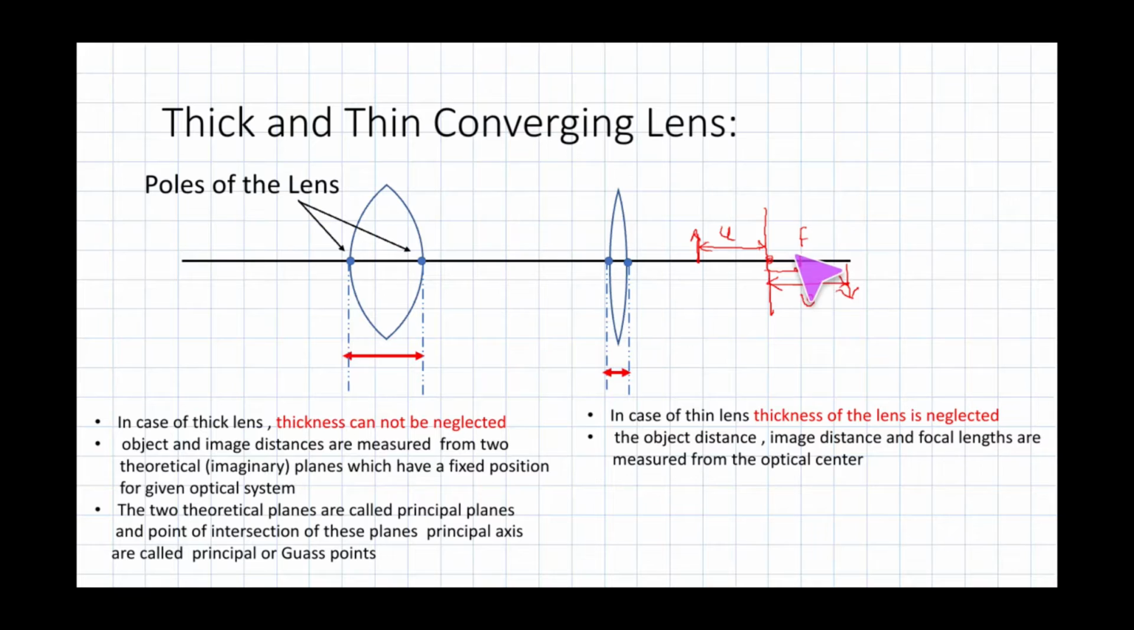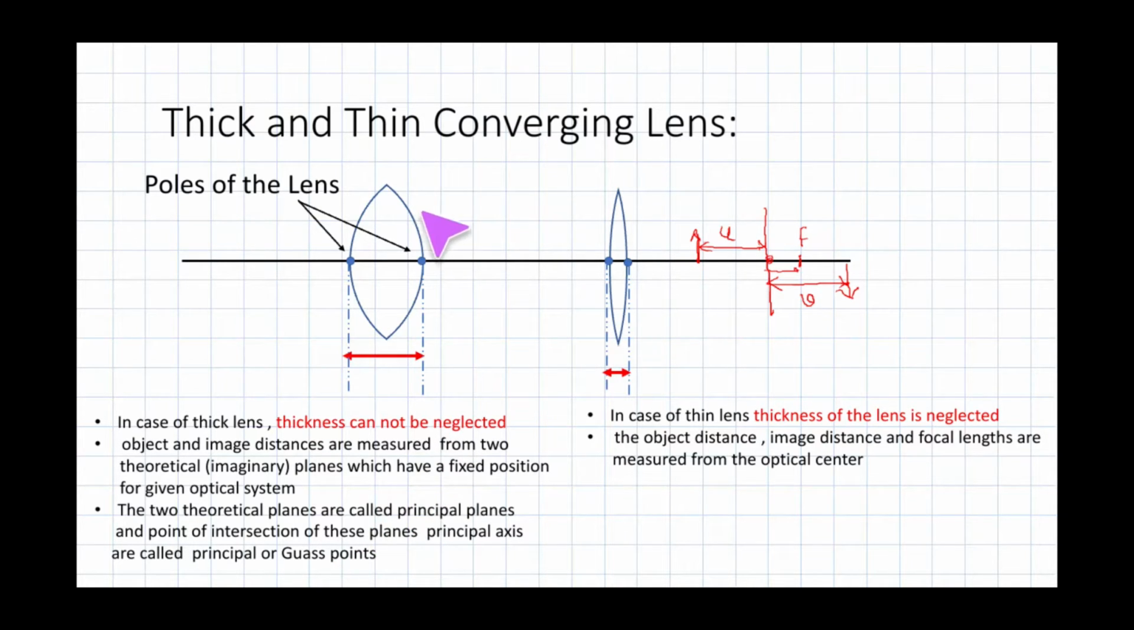Now, while considering the equation, basically we are going to consider the thin lens for our study. So remember that in case of a thick lens, the thickness cannot be neglected. Object and image distances are measured from two theoretical imaginary planes which have a fixed position for a given optical system. That must be remembered. The two theoretical planes are called principal planes, and the points of intersection of these planes with the principal axis are called principal or Gauss points.